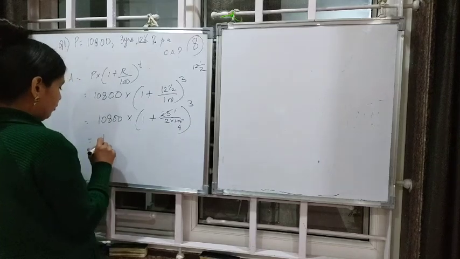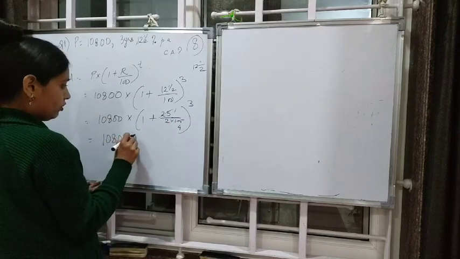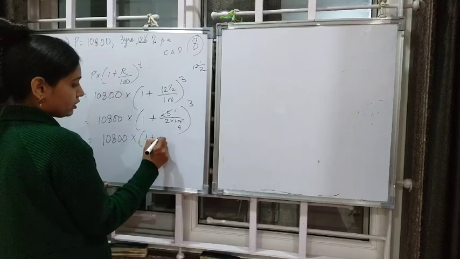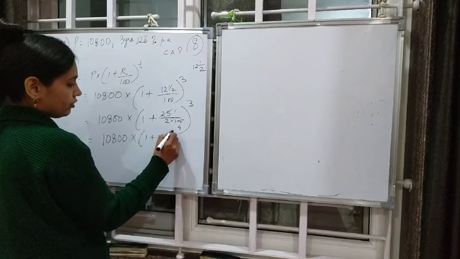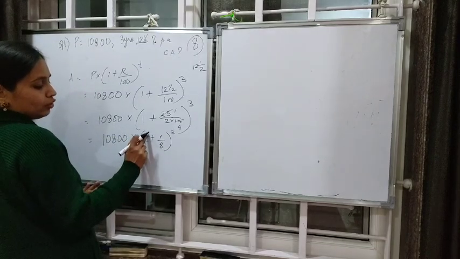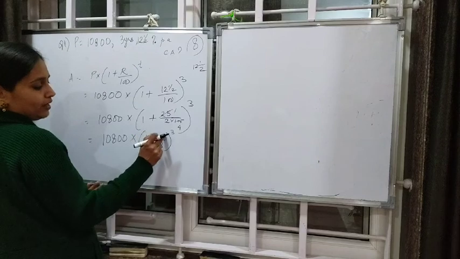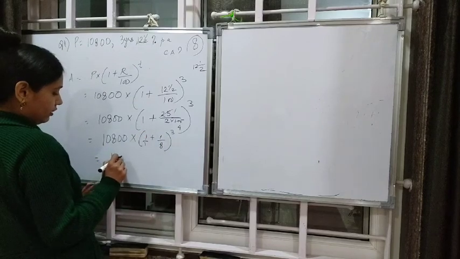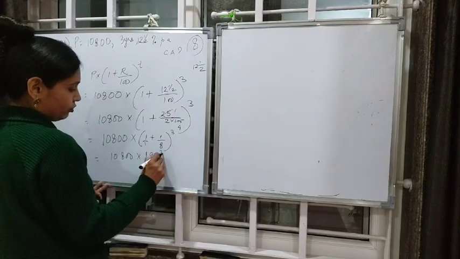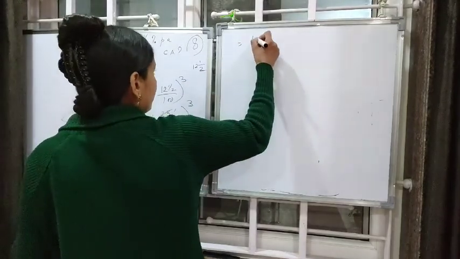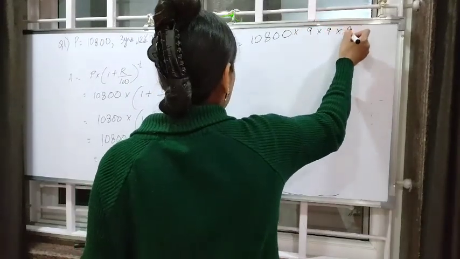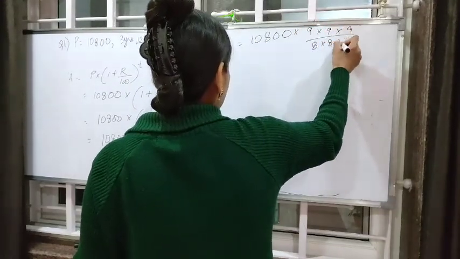Okay. Now 10800 into this becomes 2 4s are 8. 1 plus 1 by 8 raised to 3. Now this is 1. So we multiply 8 here to make it same. So 8 goes here. 8 plus 1 gives us 9. 10800 into 9 by 8 raised to 3. Then 10800 into 9 into 9 into 9 by 8 into 8 into 8.